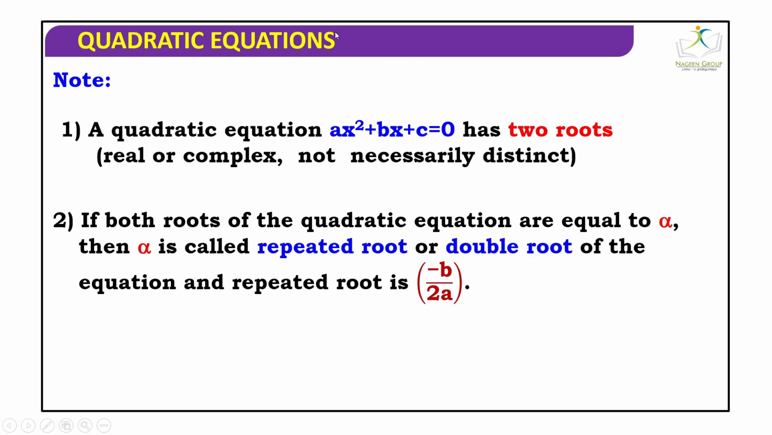Right? Again, listen: a quadratic equation has two roots. A quadratic always has how many roots? Two. And if both roots are equal, then we say them as a repeated root or double root, and the value of that can be given by minus b by 2a.